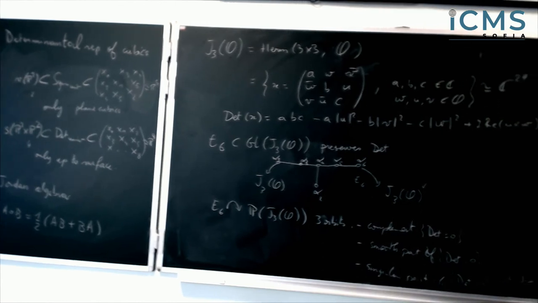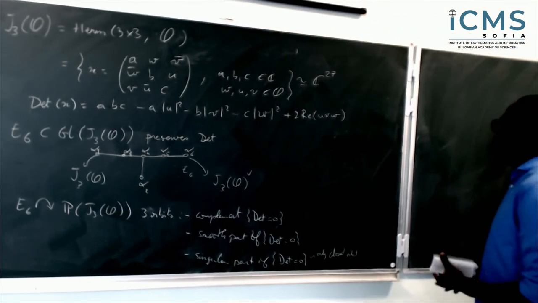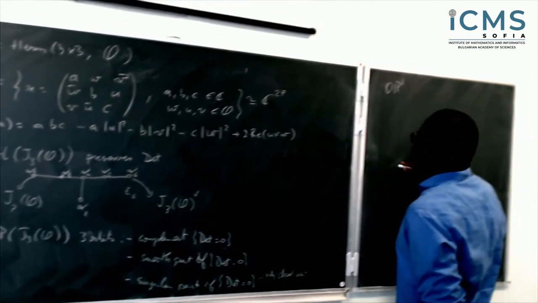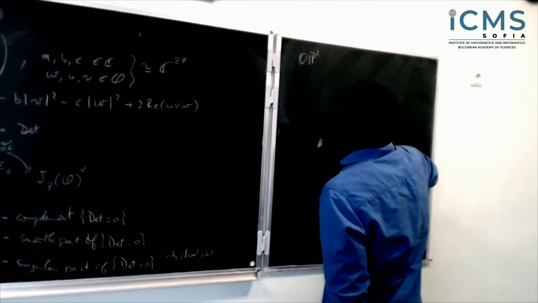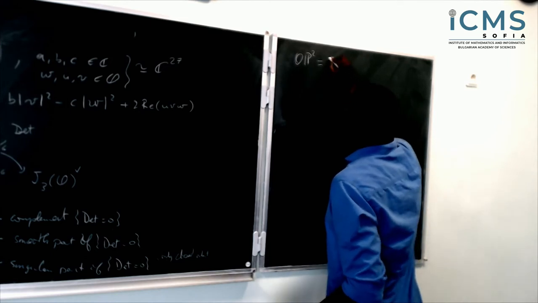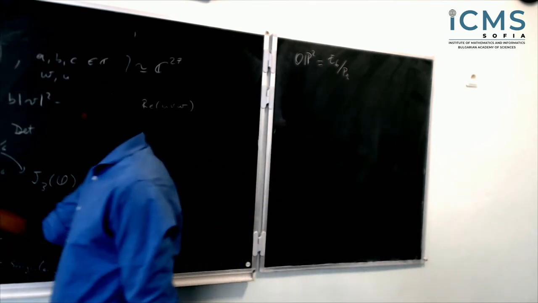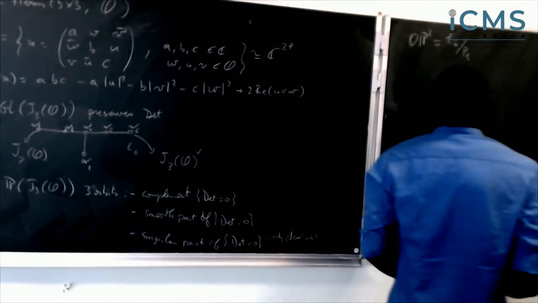So the singular locus in this case is called the octonion plane, or K plane. It is defined by the parabolic subgroup defined by the subgroup.